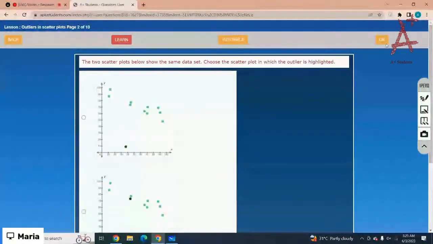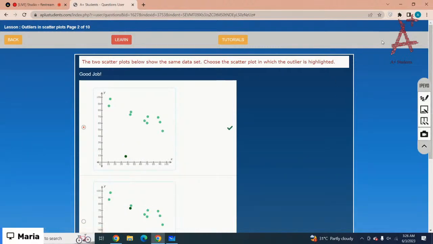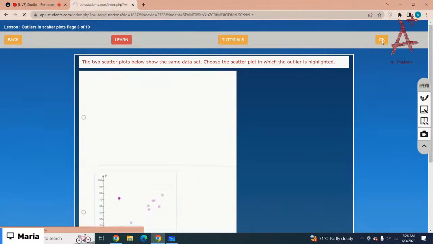Okay, the two scatter plots below show the same data set. Choose the scatter plot in which the outlier is highlighted. So which is the correct option, option 1 or 2? It would be option 1 because it's an extreme high or extreme low, so it would be very far from the other data points.